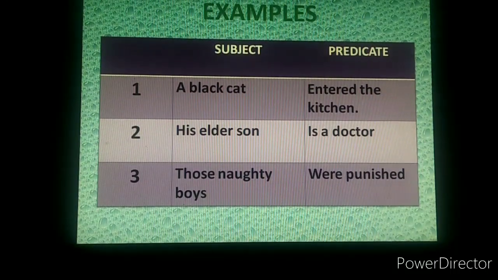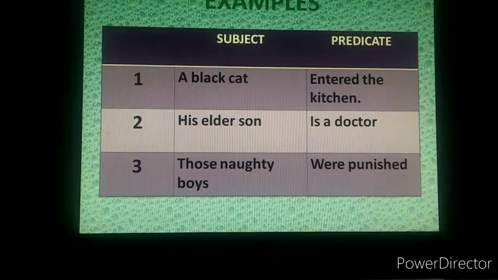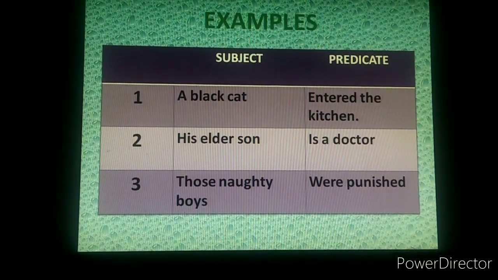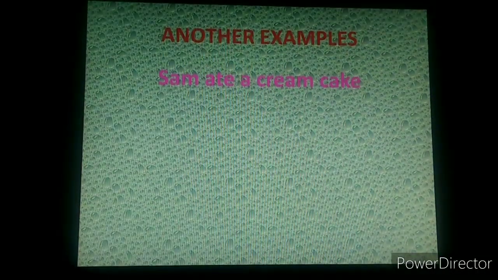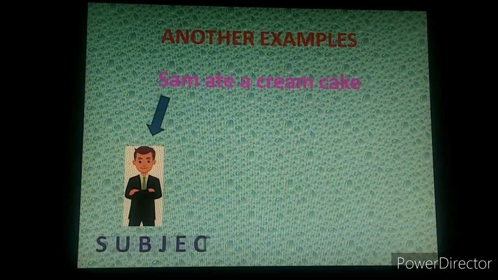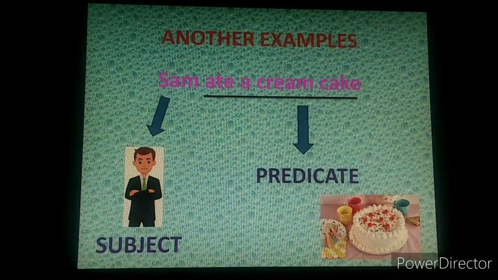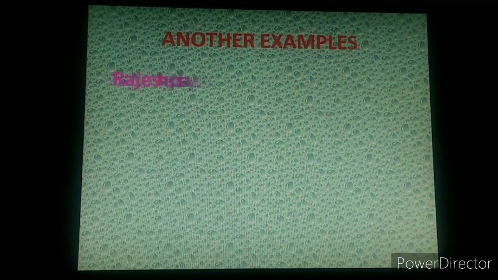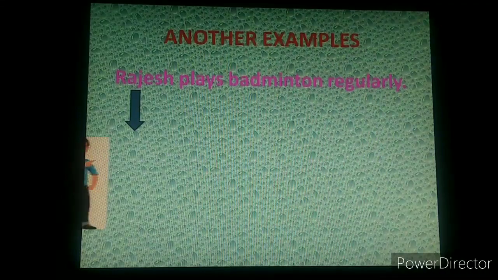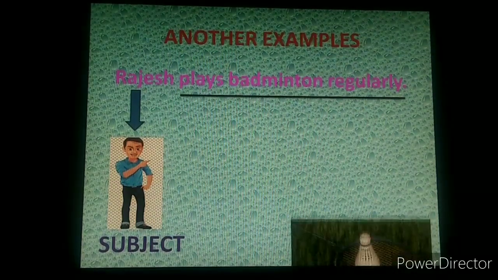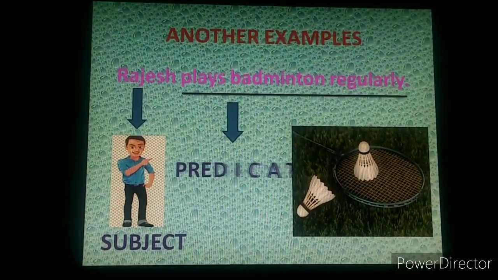Third, those naughty boys were punished. Here we are talking about those naughty boys, so it becomes the subject and the rest becomes the predicate. More examples. Sam ate a cream cake. Here we are talking about Sam. So Sam becomes the subject and ate a cream cake becomes the predicate. Next, Rajesh plays badminton regularly. Here Rajesh becomes the subject because we are talking about Rajesh, that he plays badminton. So plays badminton regularly becomes the predicate.